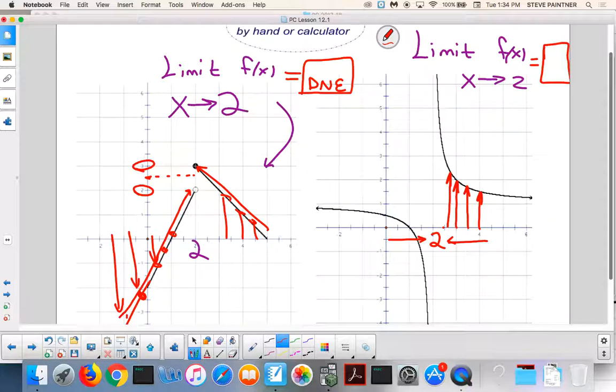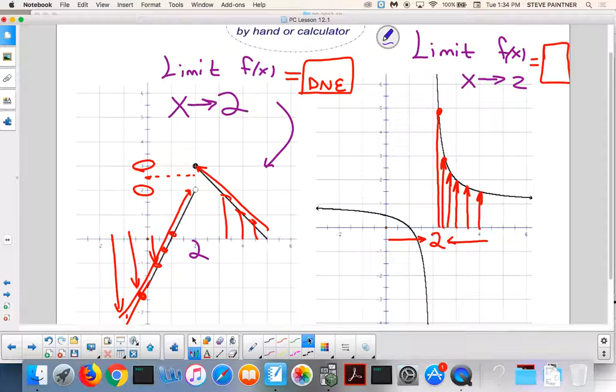Now, as I get closer and closer to 2, look at my answers. Do they start to narrow in towards a number? No, actually, if I get closer and closer to 2, my answer gets what? Even bigger. I mean, can it get to 1 million? Why? It's the asymptote.